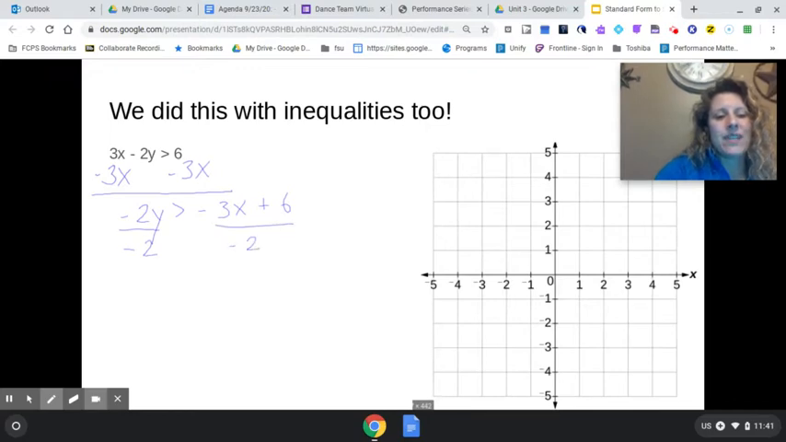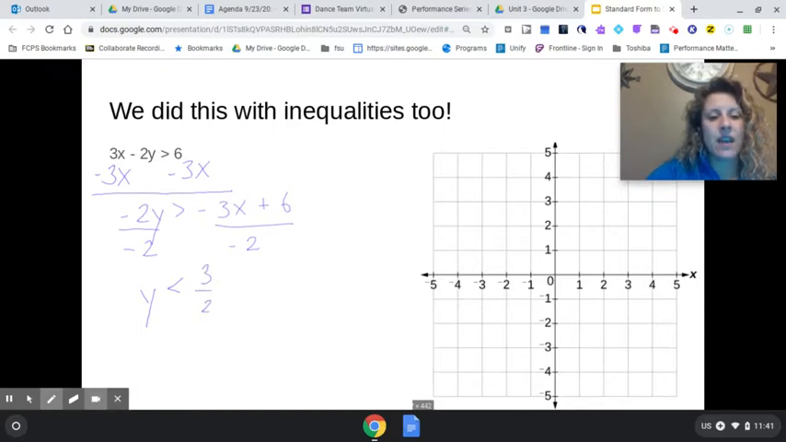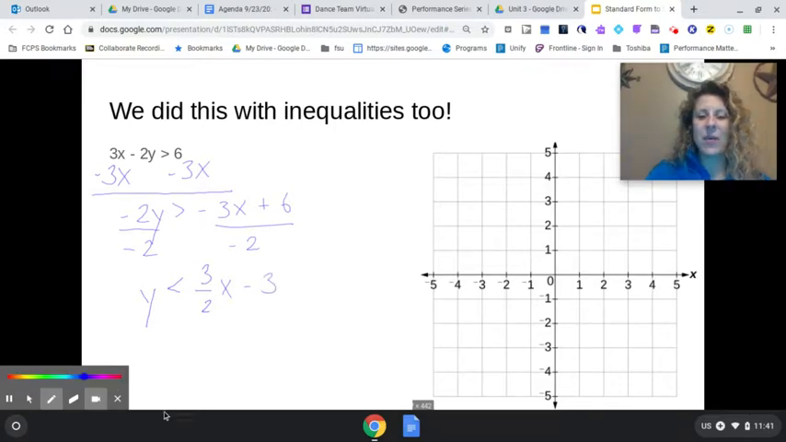When we do this, be careful. Remember, when you divide or multiply by a negative number, we have to reverse the inequality symbol. So we get y is less than negative 3 divided by negative 2 would make positive 3 halves x, and 6 divided by negative 2 makes negative 3. Okay, let's go ahead and graph that.